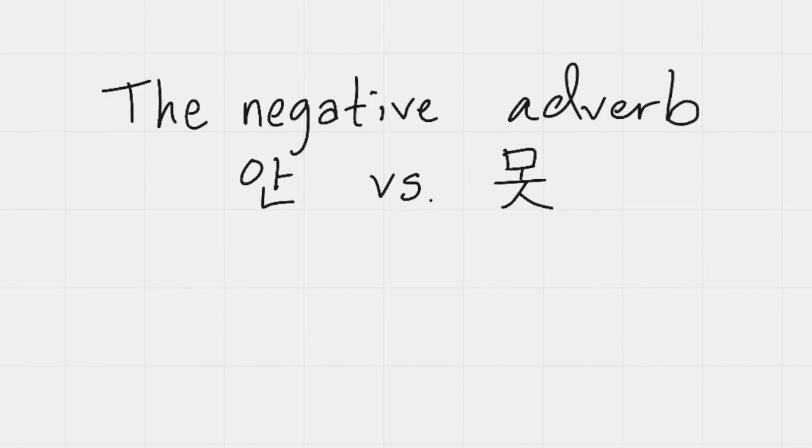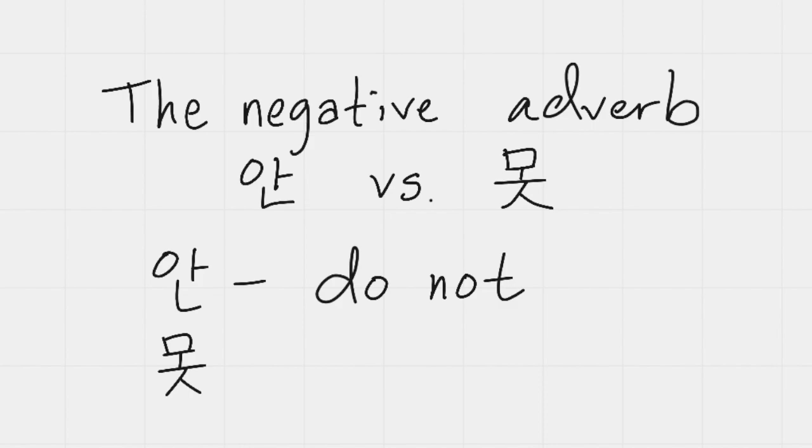Let's begin the negative adverb. Let's go over 안 versus 못. Okay, so 안 means do not, and 못 means cannot. And they are adverbs, so you place it right before the verb.